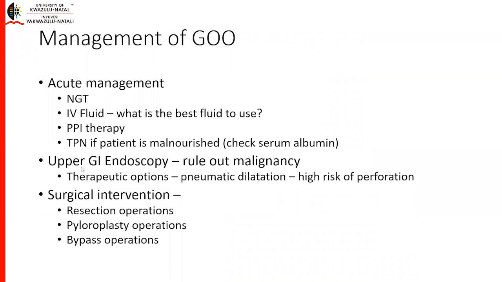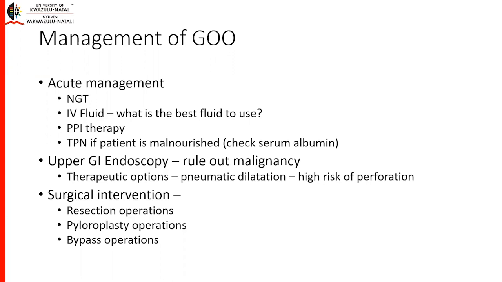Very good. Okay, getting back to the management of gastric outlet obstruction, acute management, nasogastric tube, IV fluid. What is the best fluid to use? Dumiso, are you still there? Yes, I'm still here. So we spoke about a hypochloremic, hyponatremic, hypokalemic metabolic alkalosis with hypocalcemia. So what would be the best fluid to actually resuscitate this patient with? Not sure. I think normal saline. Yes, good.